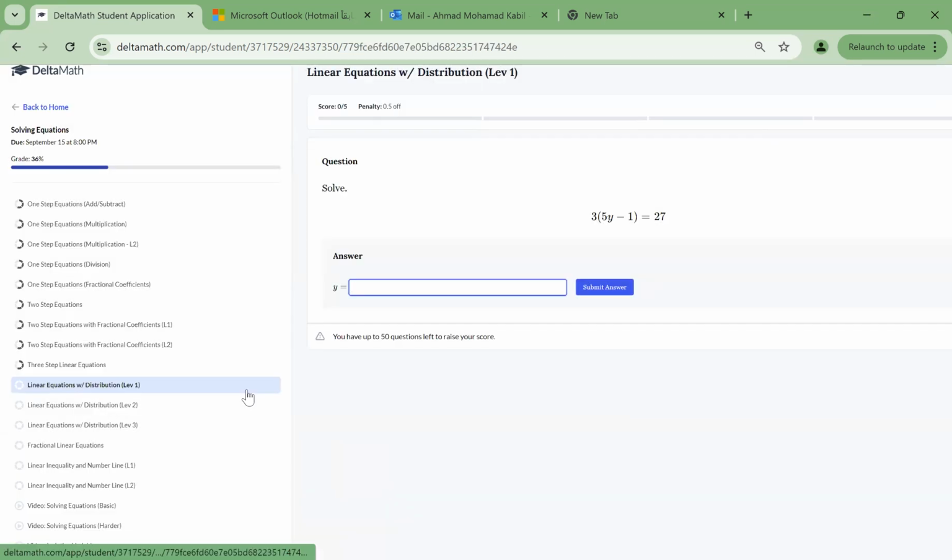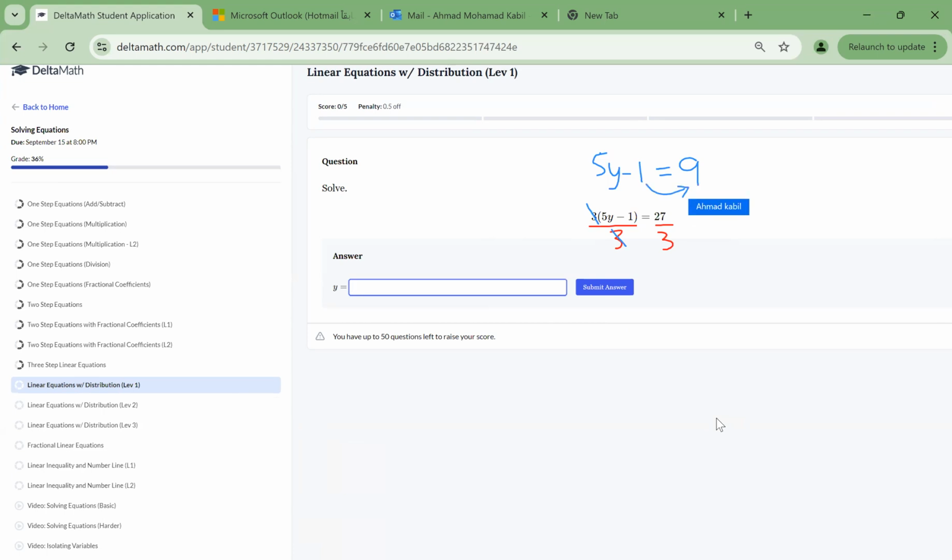We move on now to linear equations with distribution. So when you have a number next to a bracket, normally you should distribute, but here it's much faster and easier to just divide both sides by 3, because then the 3 cancels out and you get 5y minus 1 on the left, and 27 divided by 3 is 9.